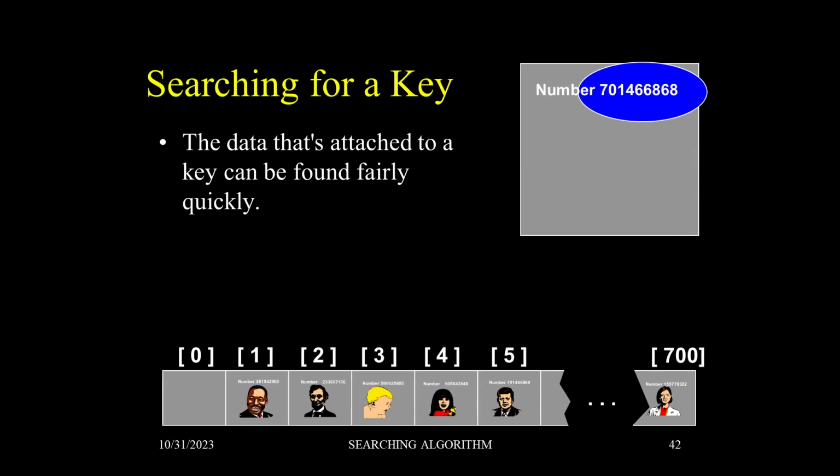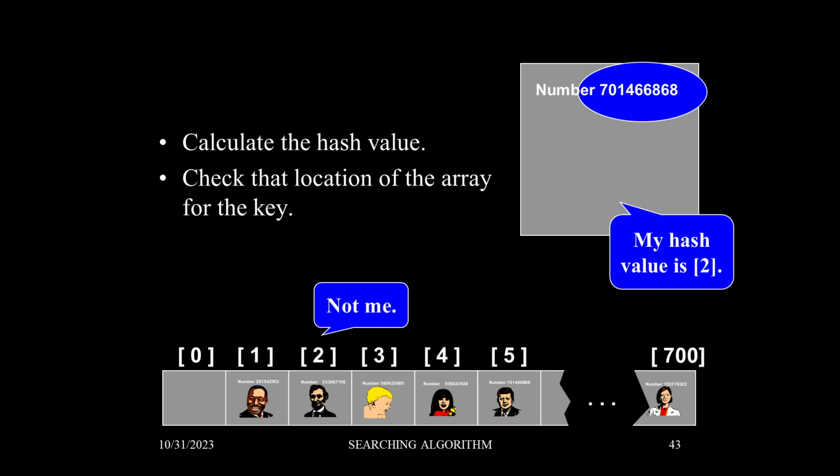Then how do you search for a key? Suppose a personal index number is given, something like 7014, as you can see on the right. Then the data that's attached to a key can be found fairly quickly. How do you do that? When you take this modulo 701, it comes to 2. So you check A of 2.